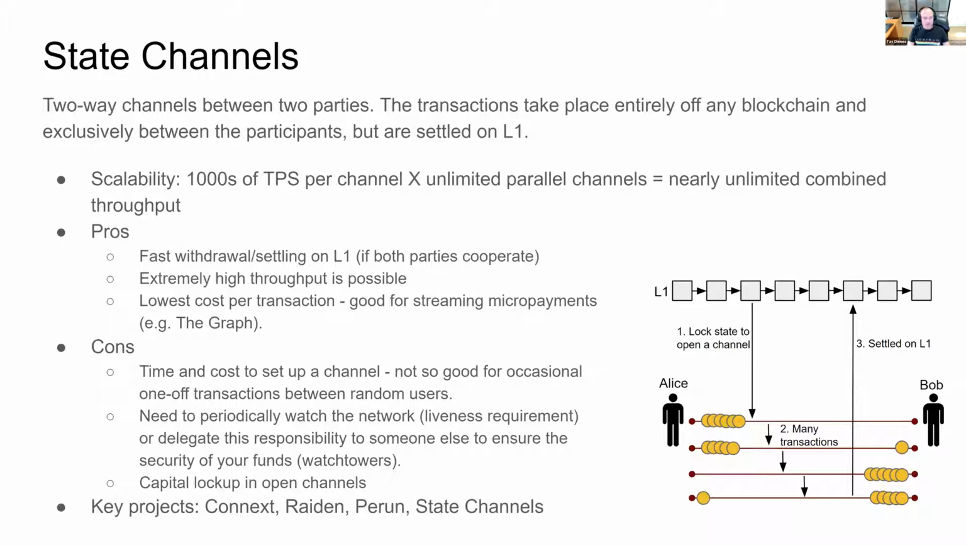Next, we have state channels. State channels are two-way channels between two parties, and the transactions between the parties take place entirely off of any blockchain and exclusively between the participants, but they're settled on layer 1.